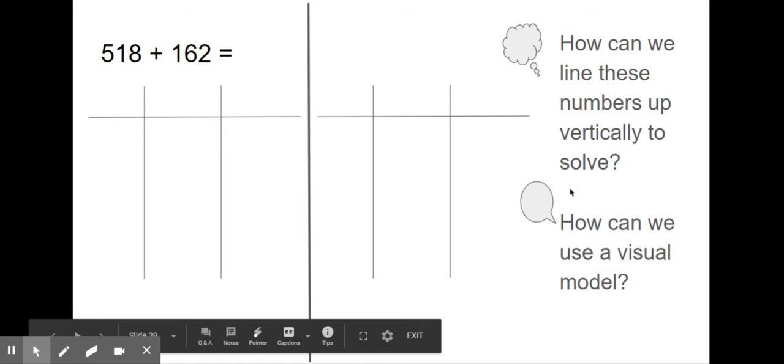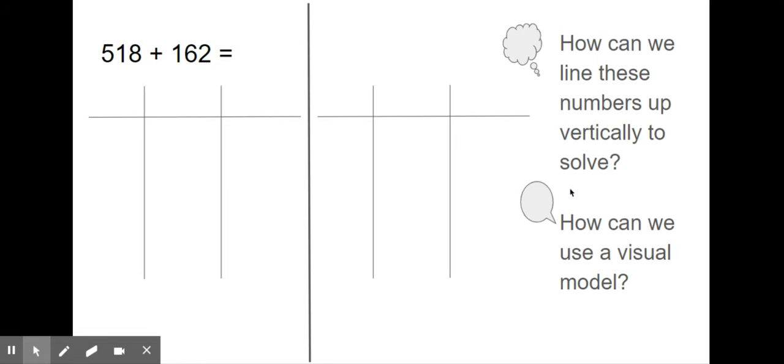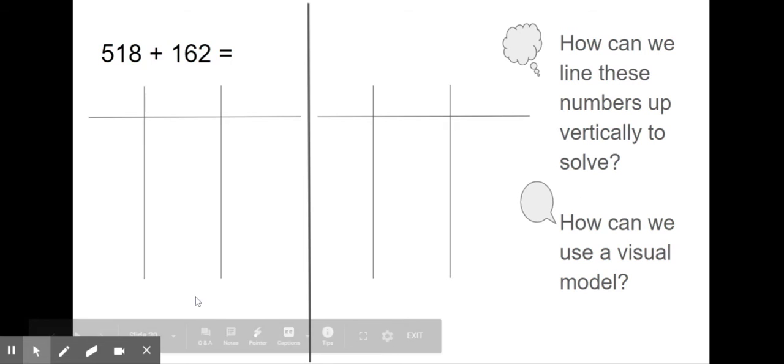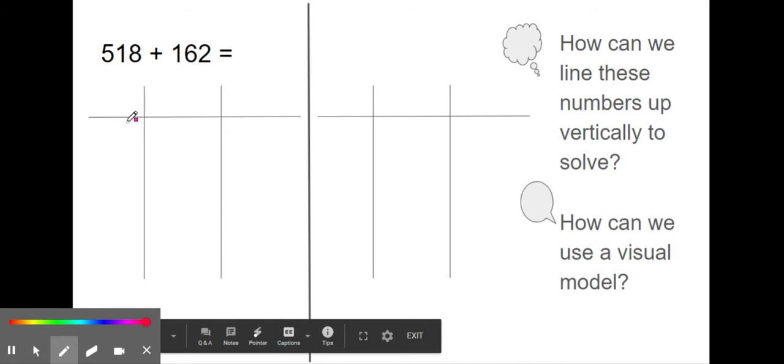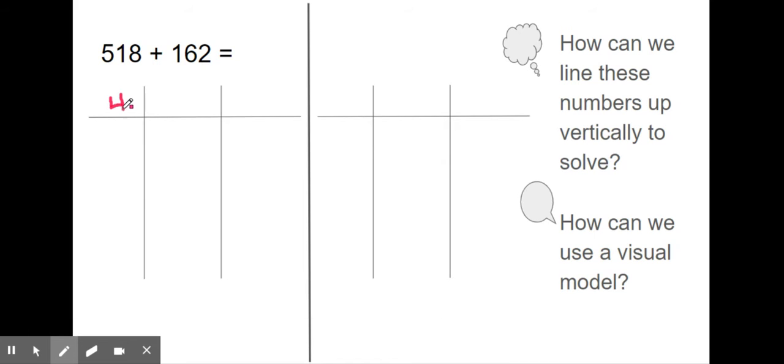Okay, now we're going to continue on with our addition practice as you were doing the other days. We will continue to practice our addition this week. So we see we have our hundreds, tens, and ones chart. We are going to do it both visually and with our numbers. This is a great way to check to make sure we get the same answer. So I have 518, 5 hundreds, 1 ten, 8 ones, plus 162.